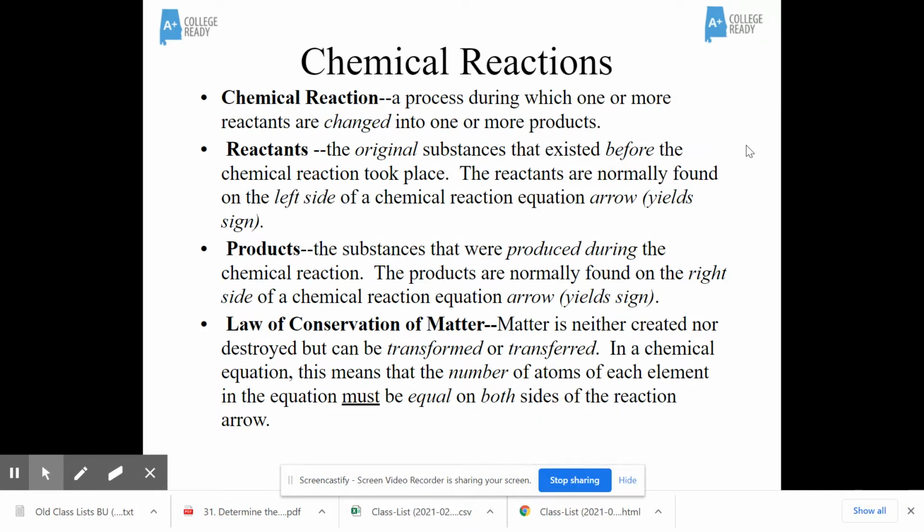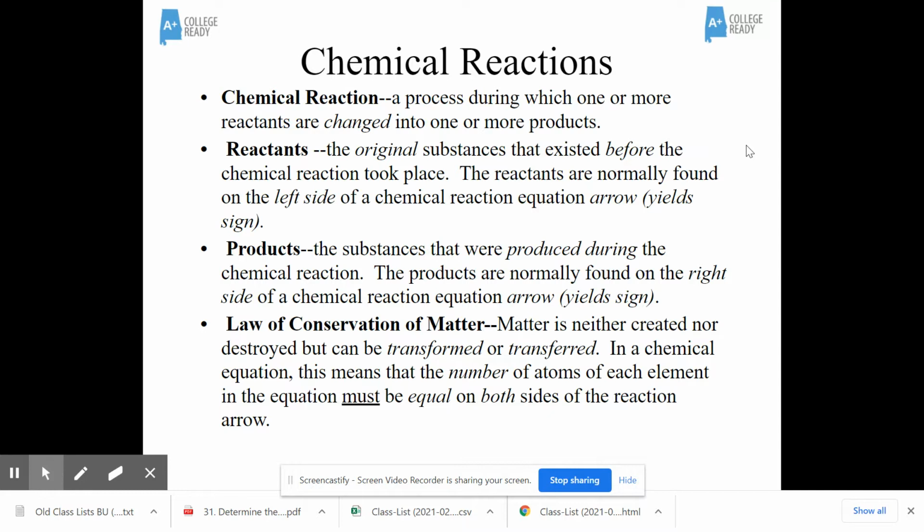In the empirical formula lab, that's what we did. We had a chemical reaction. We took magnesium, we added it to HCl, and we formed a new compound. We saw lots of bubbles and smoke, and it was really cool. But there was a purpose behind it: to make a new compound. That's a chemical reaction, a process during which one or more reactants changes into one or more products.